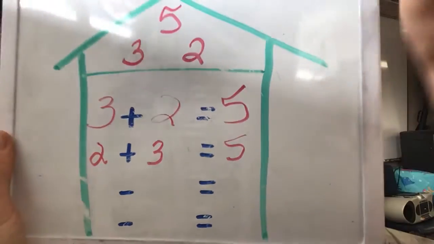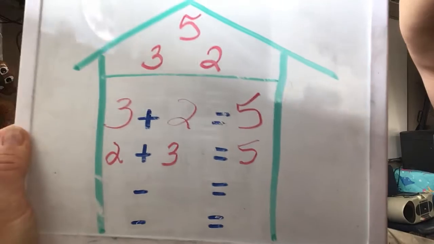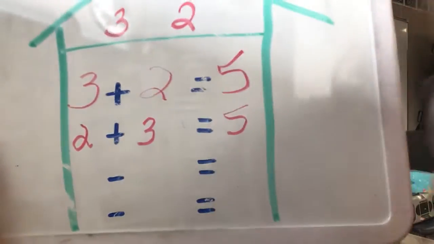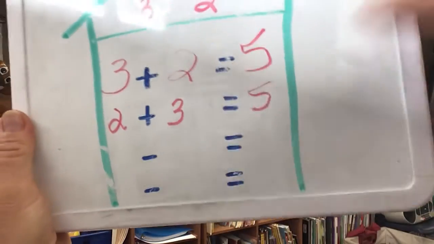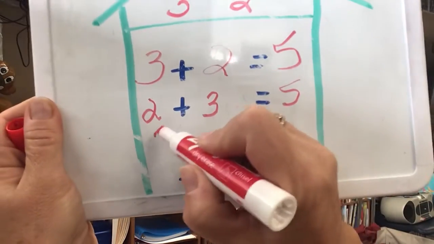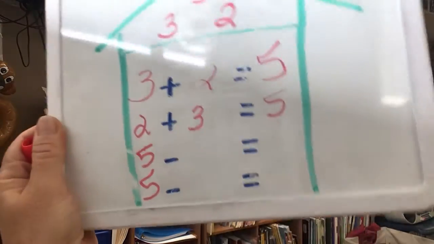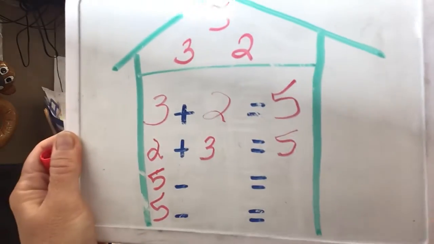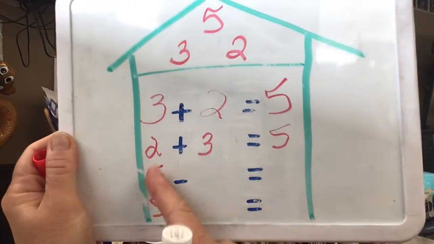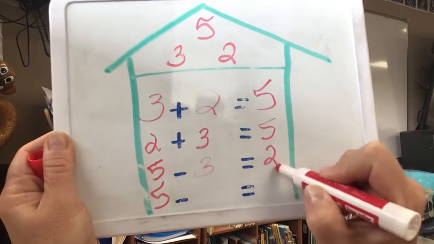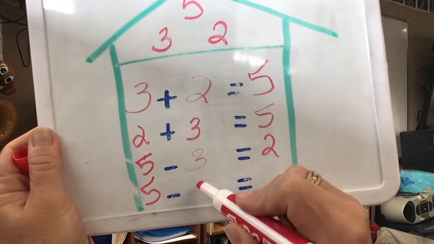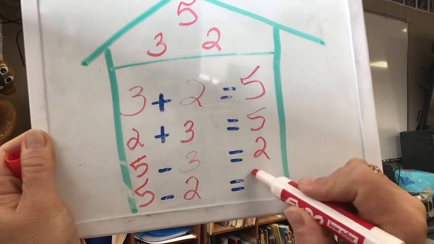In a fact family, you have 2 addition equations and you have 2 subtraction equations. When you subtract, the biggest number in your fact family has to go over here. Then we're going to use the other 2 numbers. 5, take away 3, what's left? 2. And this one is 5, take away 2, equals 3.